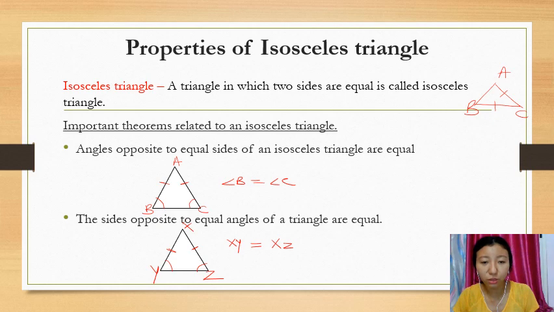Okay, we need to have this basic understanding, the basic concept related to the isosceles triangle. These are the two important theorems, and they will be used in class 10 also. So these two theorems should be kept in your mind so that you can easily do the questions without any problems.